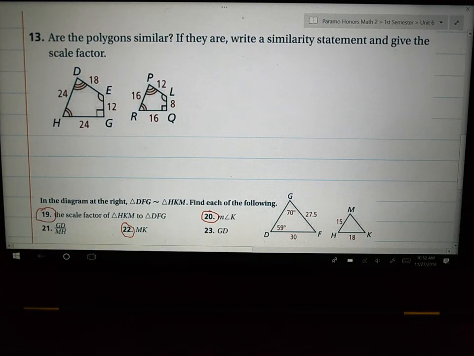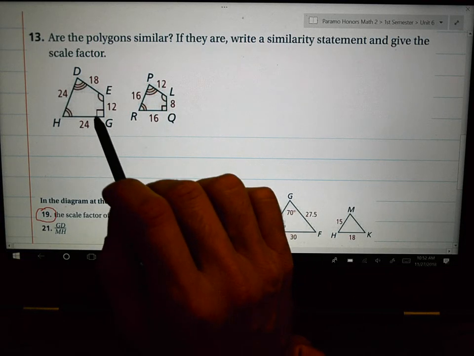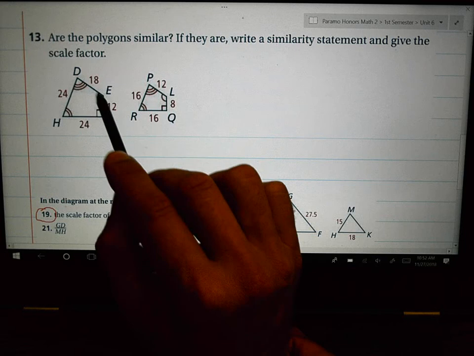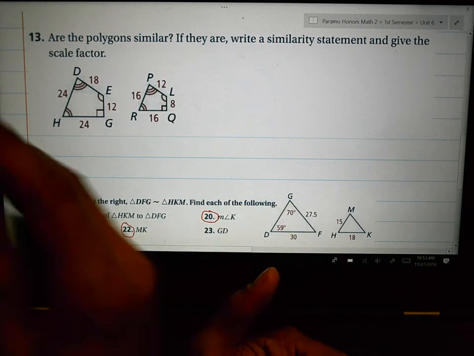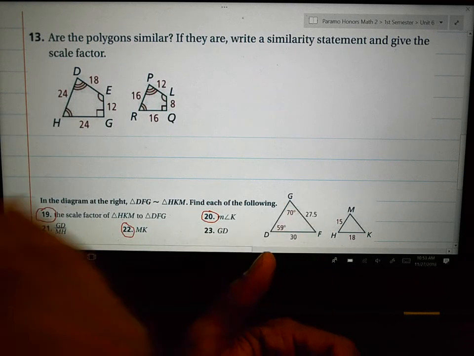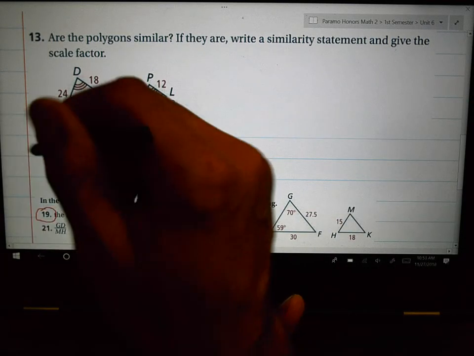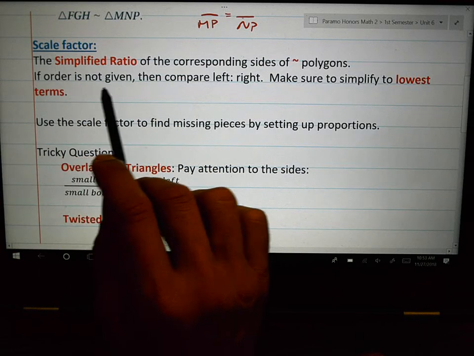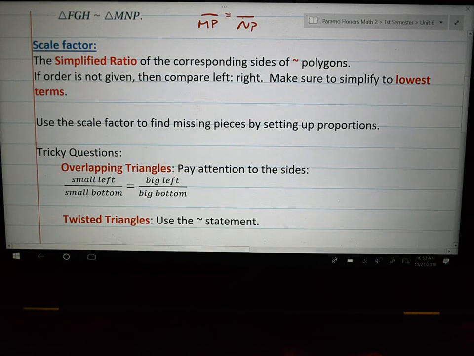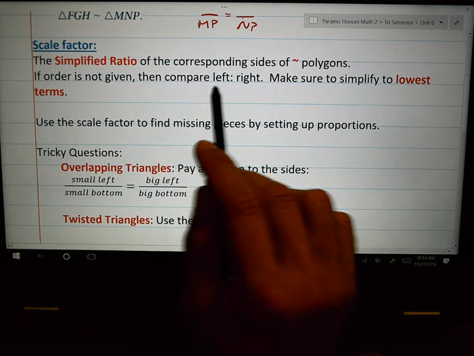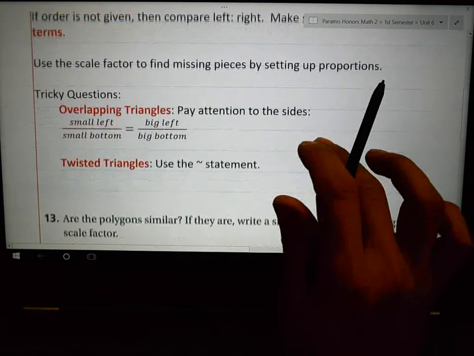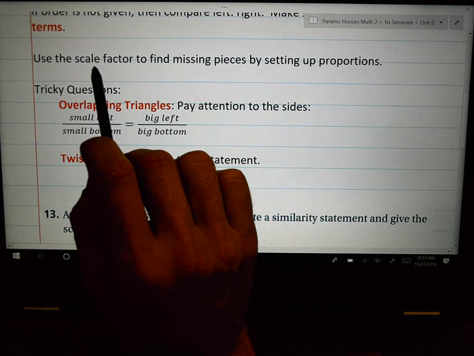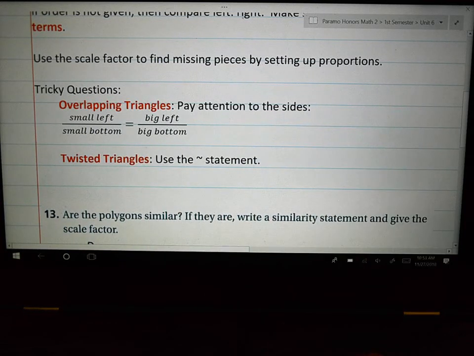But normally, Clovis Unified's policy is we're going to say, what's the scale factor of DEGH to PLQR? I will actually say what I want you to do, the larger to the smaller, or the left to the right, and so on. So the scale factor is basically that ratio in lowest terms. Make sure you do that. If it doesn't say, do the left compared to the right. You can use that scale factor to find missing pieces by setting up proportions. That's really all the math that you're going to be doing throughout this section.